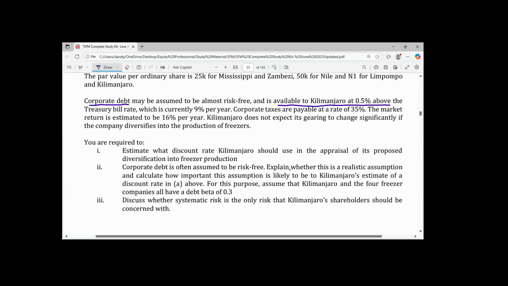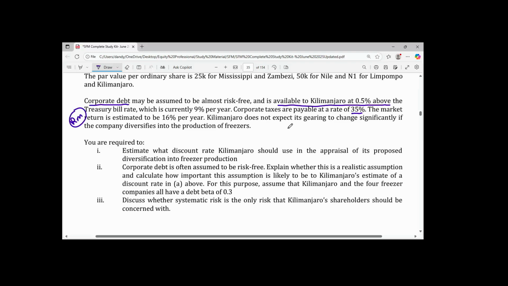Corporate taxes are payable at the rate of 35%. The market return is estimated to be 16% per year. Kilimanjaro does not expect its gearing to change significantly if the company diversifies into the production of freezers. You are required to: 1. Estimate what discount rates Kilimanjaro should use in the appraisal of its proposed diversification into freezer production.